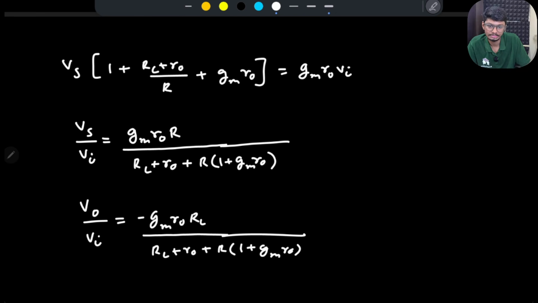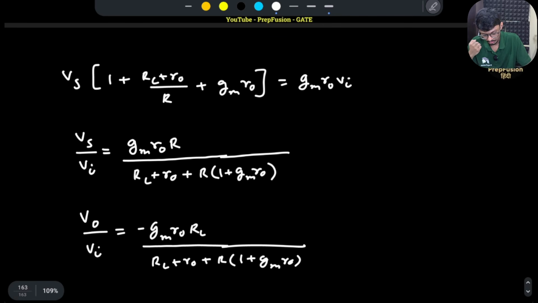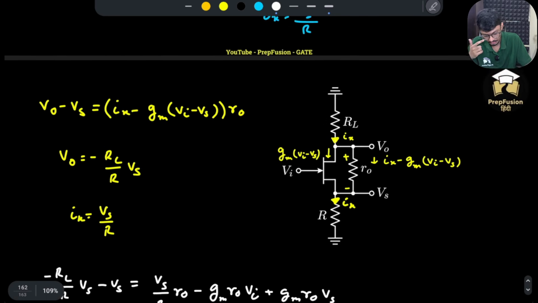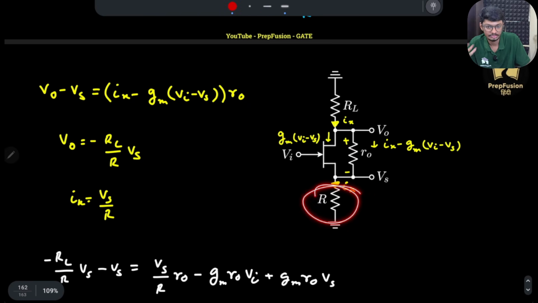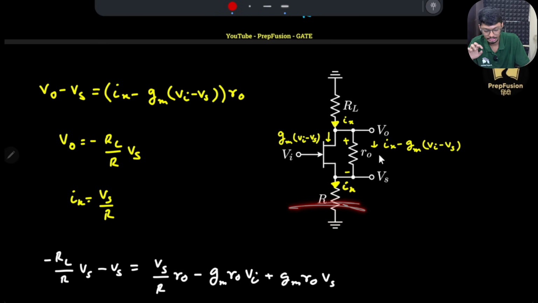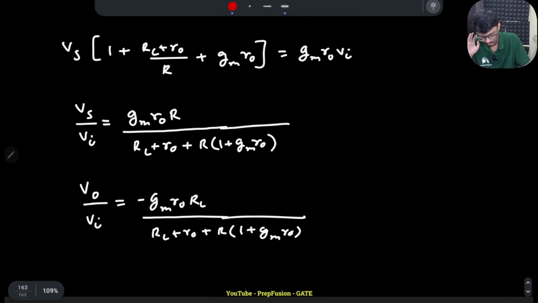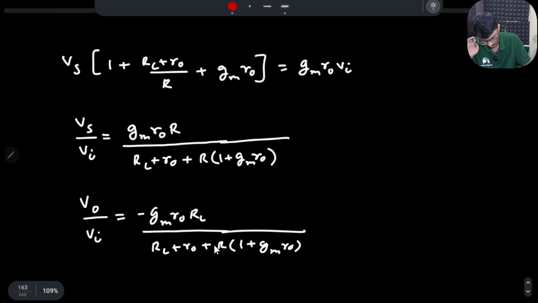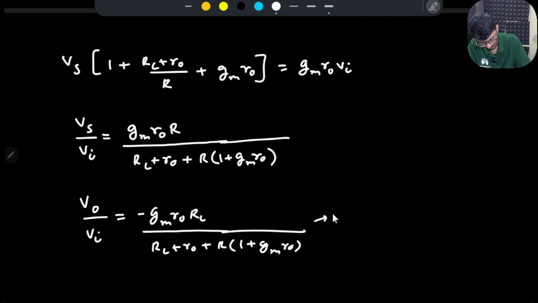So here a couple of things. How do I verify that my solution is correct? Whatever I have solved, is that correct? So you can assume a few things, right? What if this R was not there, this R was 0. If this R was 0, then your Vo would have been simply minus GM into RL parallel with Ro, right? So if you assume your R to be 0, this is gone. This is GM Ro RL divided by RL plus Ro. This is nothing but minus GM RL parallel with Ro, right?